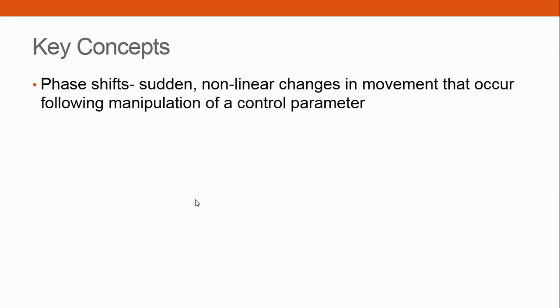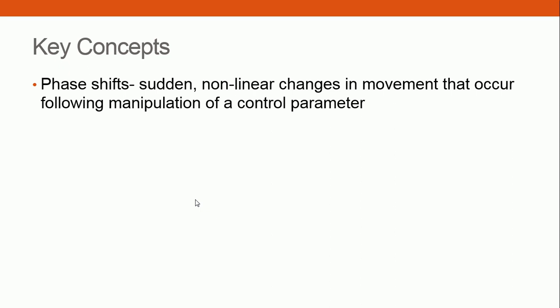Phase shifts, I already discussed some. We discussed the phase shift in our experiment. But just to look at the definition of it, a phase shift is a sudden nonlinear change in movement that occurs because of manipulating a control parameter. As we manipulate a control parameter, the current state that I'm in becomes more or less attractive. It becomes more or less stable. And as that system becomes less stable, I'm encouraged to shift to a different option.